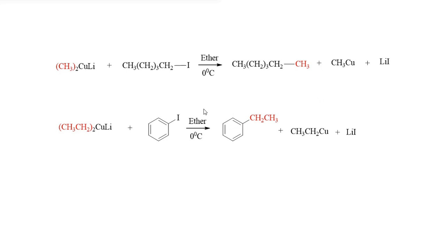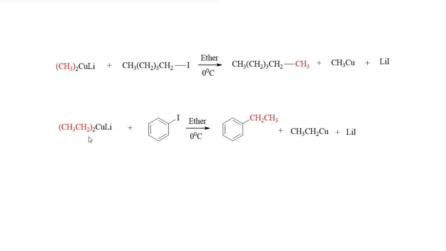Now let us discuss some of the important examples for coupling reaction. For example, lithium dimethyl cuprate Gilman reagent reacts with this alkyl halide. One of the alkyl groups from the Gilman reagent attacks this carbon atom, replaces iodide, as in the case of SN2 reaction, forming this hydrocarbon, where a new carbon-carbon bond is formed. You can see methyl group from the parenthesis gets substituted for iodide in this reaction.